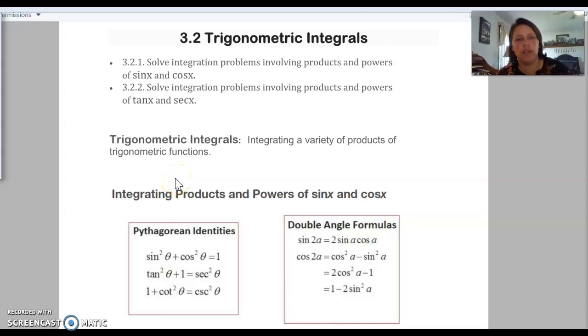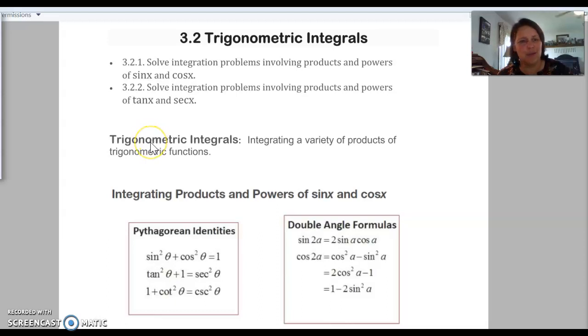Okay, section 3.2, we have trig integrals. So this is going to be integrating trig functions and products of trig functions. First of all, we're going to start off with products and powers of sine and cosine x. And then we're going to be looking at products and powers of tangent x and secant x.